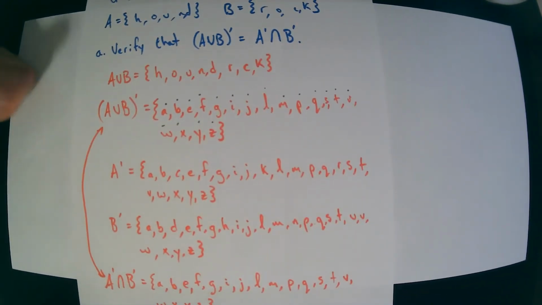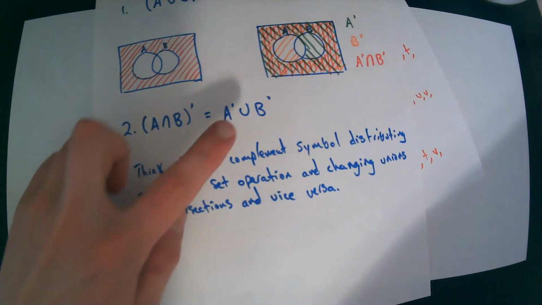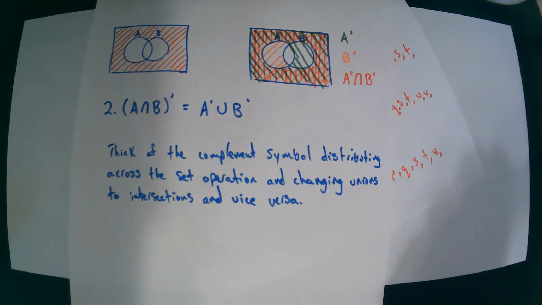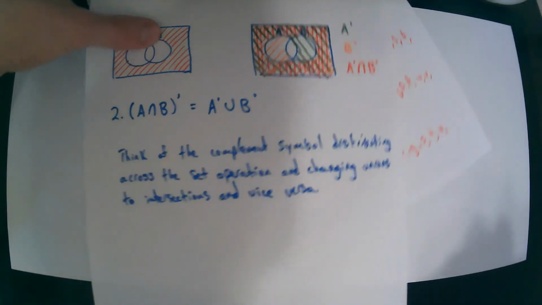Cool. Part B says to do the same thing in reverse. I will leave that to you guys because that is a long problem. I think that you can do it though. And you should especially feel good if you are able to prove that second De Morgan's law using pictures like I did here. If you can do that, then you really have an understanding of De Morgan's laws.